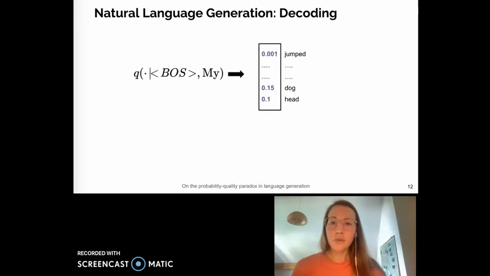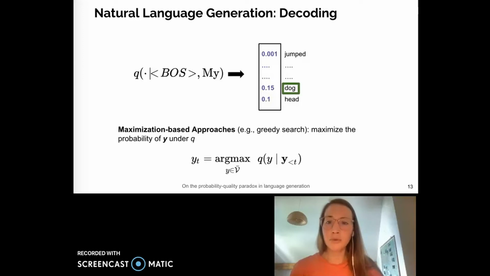So in the case of locally normalized models, which is the majority of language generators, we generate strings word by word. Now there are many different ways we can go about this process. For example, for the sentence starting with "my", when choosing the next word, we could simply choose the most likely word according to our conditional distribution. We'll call these types of rules likelihood maximization based approaches. Some common decoding schemes that fall under this category include greedy search and beam search.